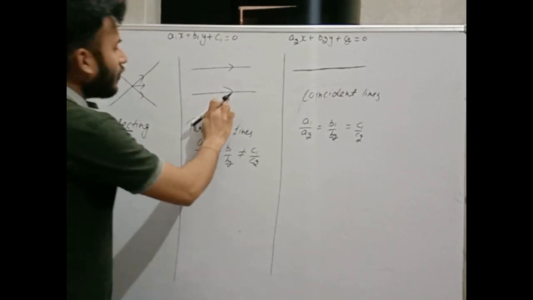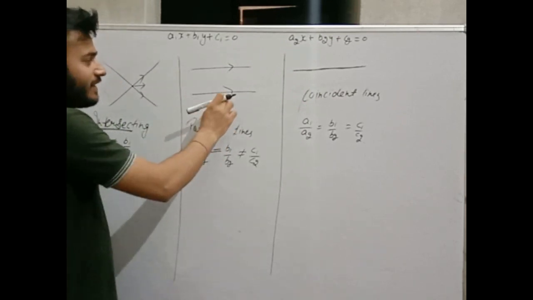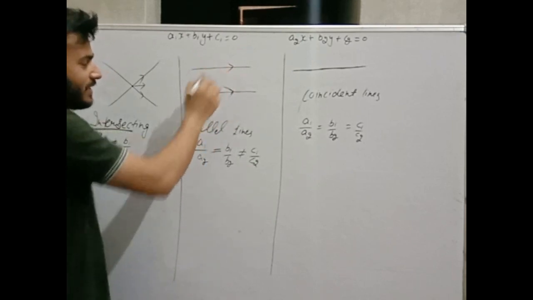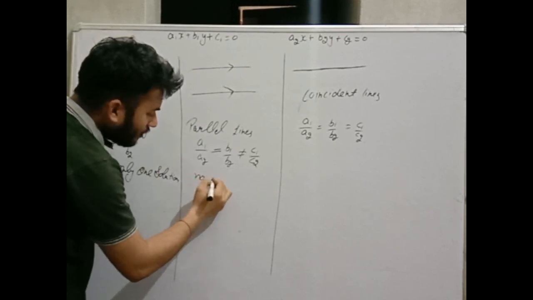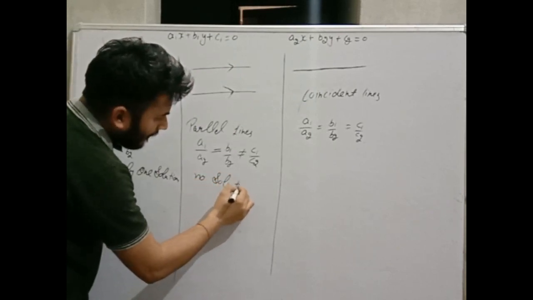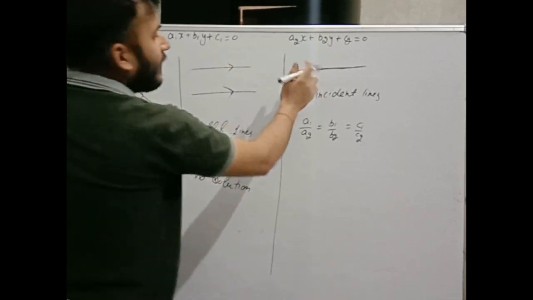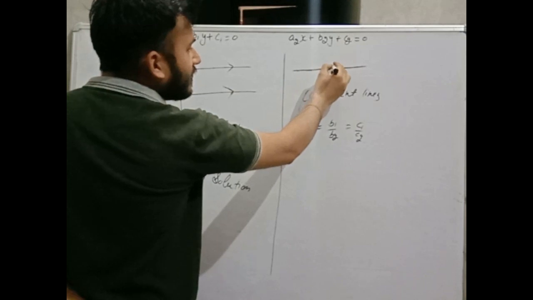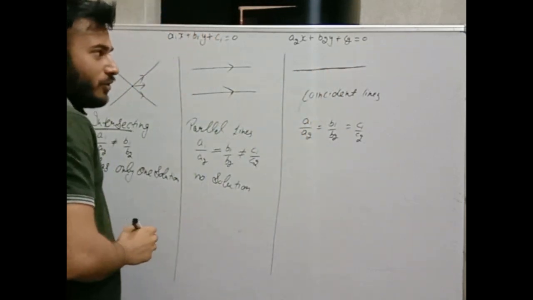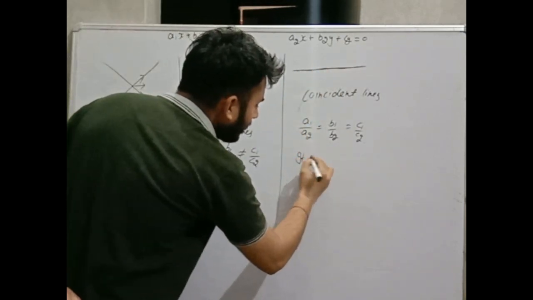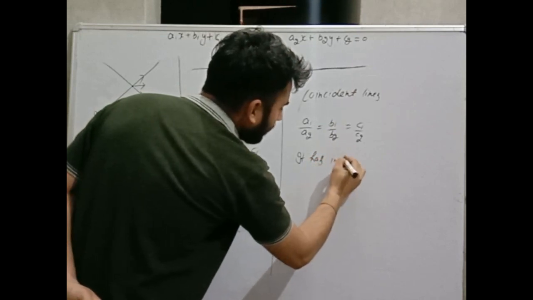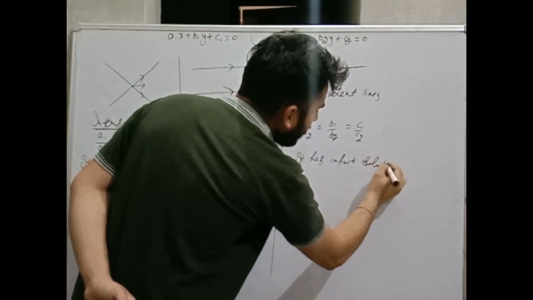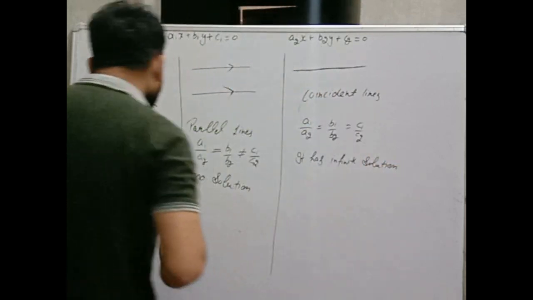Now, if we are talking about parallel lines, then there is no point which satisfies both the equations, so there is no solution. And here are infinitely many solutions, because every point on these lines satisfies both the equations, so it has infinitely many solutions.